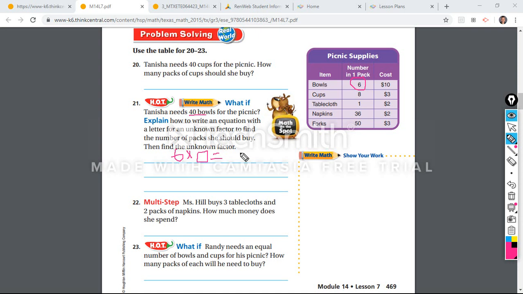Because 6 times 5 is 30. That's not enough. 6 times 6 is 36. Well, 36 is not enough. But 6 times 7 gives me 42. So she has to get a total of 42 because she's going to have 2 left over, but that's okay. At least she has the 40 that she needs.